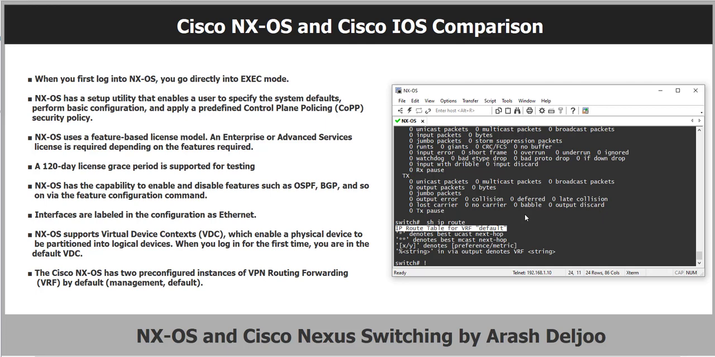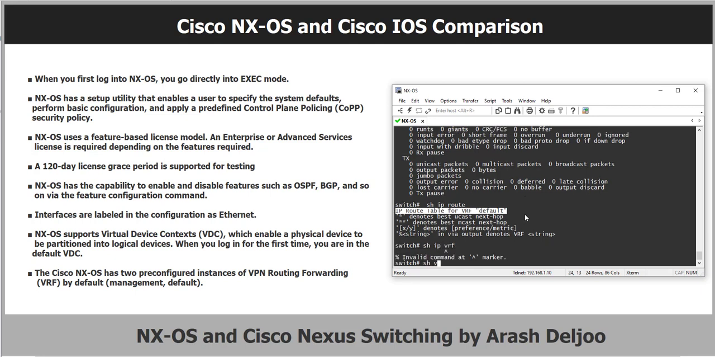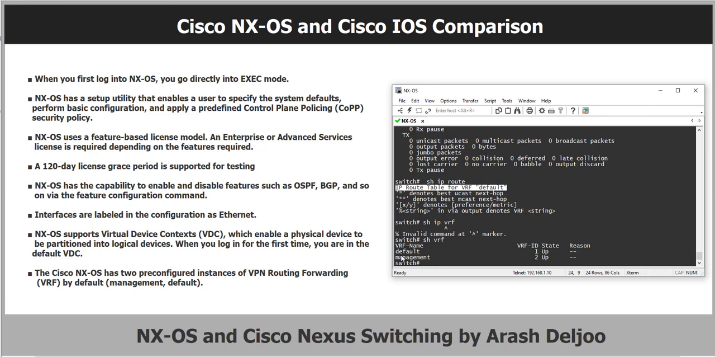Let me review it. By default, without defining any VRF, we have two VRFs. Use the show IP VRF or show VRF command. Look at here, we have two VRFs, default and also management. As you can see, when you use show IP route, you see the default VRF. This is like the global VRF in IOS. All interfaces except management 0 or MGMT 0 are members of the default VRF by default, but the management interface is a member of the management VRF.